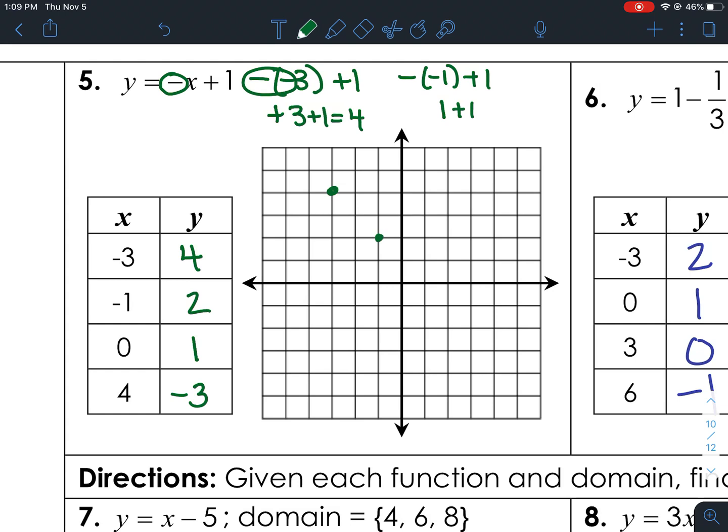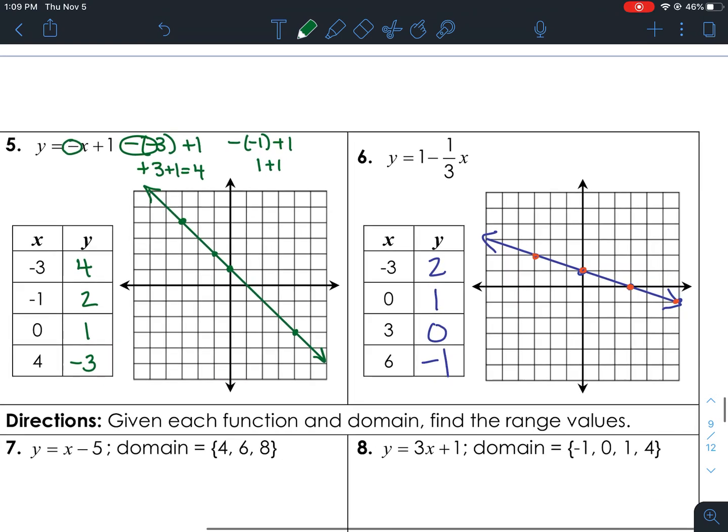Negative 1, 2 means I'm going over 1 and up 2. 0, 1 means that I'm not going over anything but up 1. 4, negative 3 means I'm counting over 4 and down 3. All right, let's go ahead and graph this line here. Beautiful. All right.